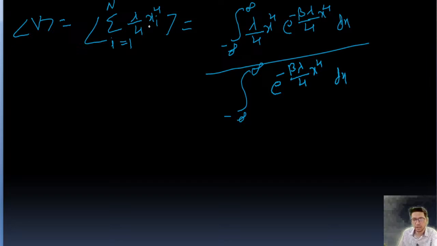So we need to solve this. The value of E here is V, lambda by 4 x to the power 4, inside e to the power minus beta V. This is the value. Simple. Now we will solve it.